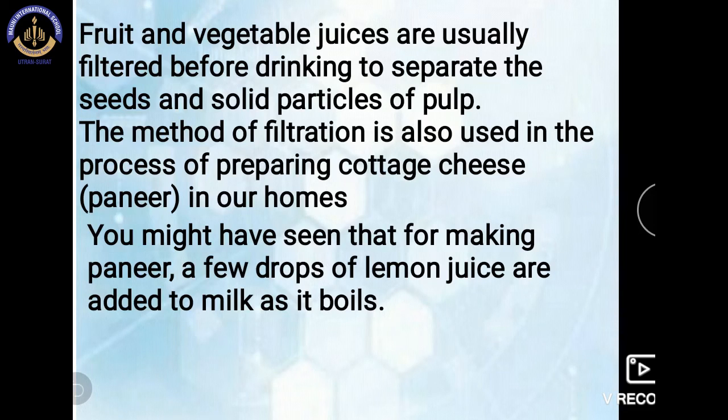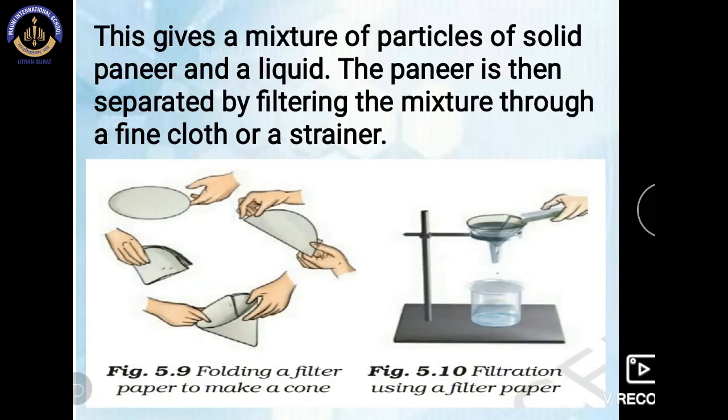The method of filtration is also used in the process of preparing cottage cheese. Here cottage cheese means paneer in our homes. You might have seen that for making paneer a few drops of lemon juice are added to milk as it boils. So to make paneer we have to boil the milk, and after boiling the milk we have to add drops of lemon juice. Because of the lemon juice it will become paneer.